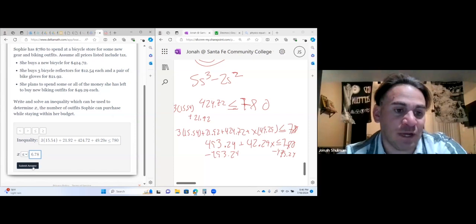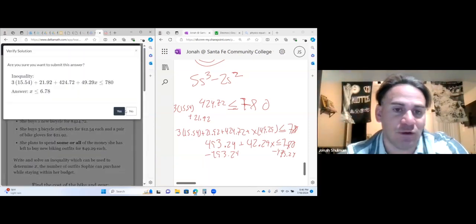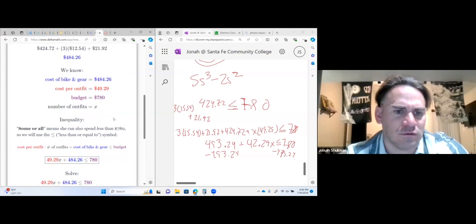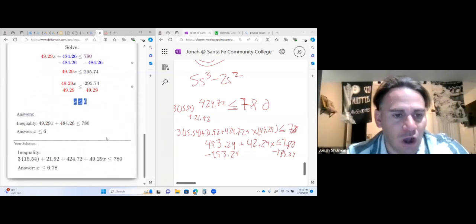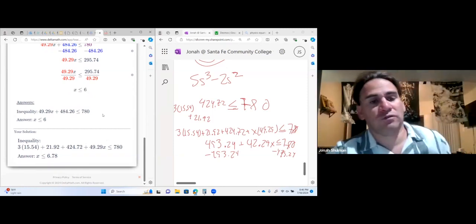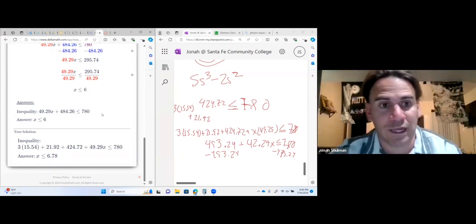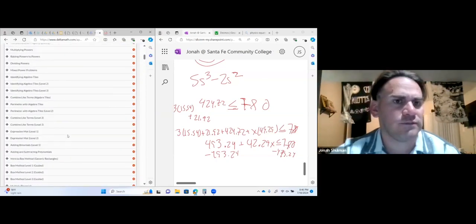How many outfits can she buy? I would just say 6 outfits. She can't buy any more than 6 because she can't buy 75% of an outfit. It is 6. Oh, great job. I love it. I love it. So they did actually do it the right way on this one, which makes me feel really happy. Cool. So I got 6, they got 6.